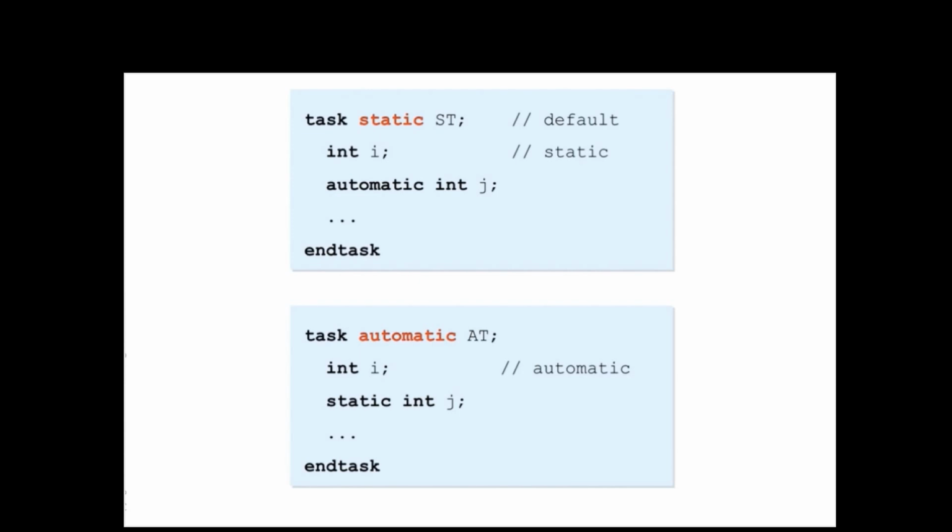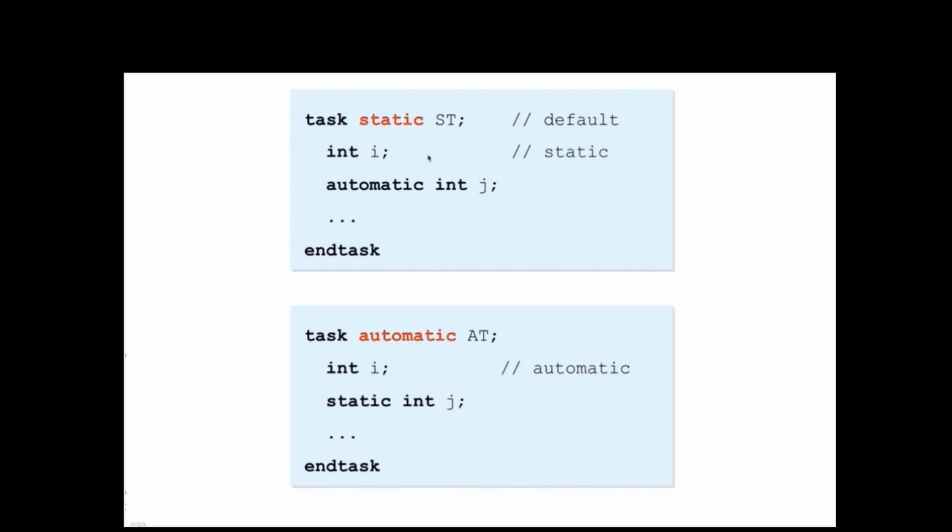Now this has a different connotation within the task context, because what it really means is that if you call task st multiple times from, let's say, multiple always blocks or multiple initial blocks, every one of those invocations of st shares the same variable I. So if one invocation updates I, that updated value will be seen by the other one when it runs. Okay, and I'll show you an example of this in EDA Playground here in a second.